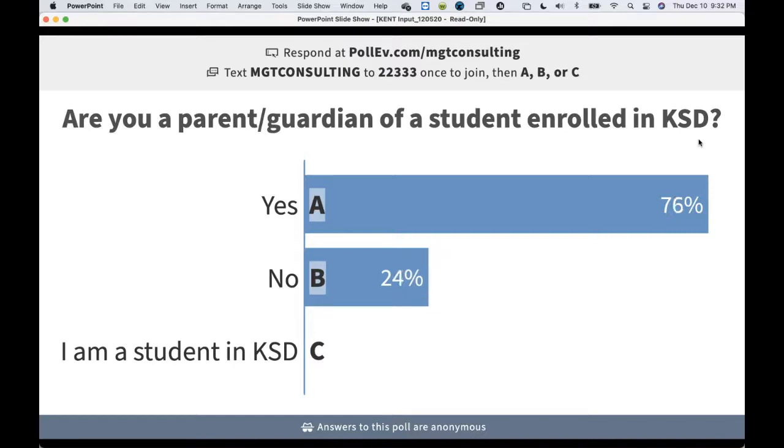We'll give it about 10 more seconds. You'll want to get your last responses in so that it takes a second to load in. So make sure that you're getting those last responses in.